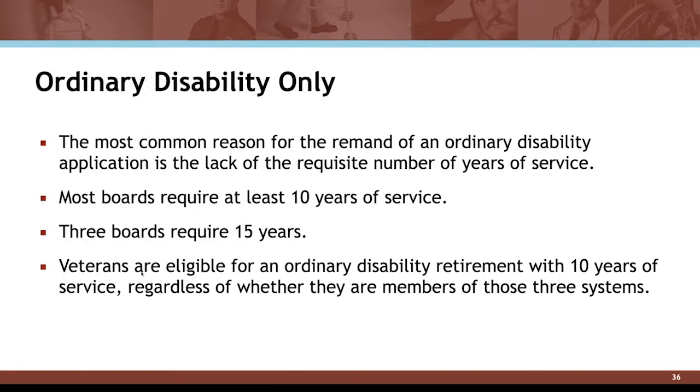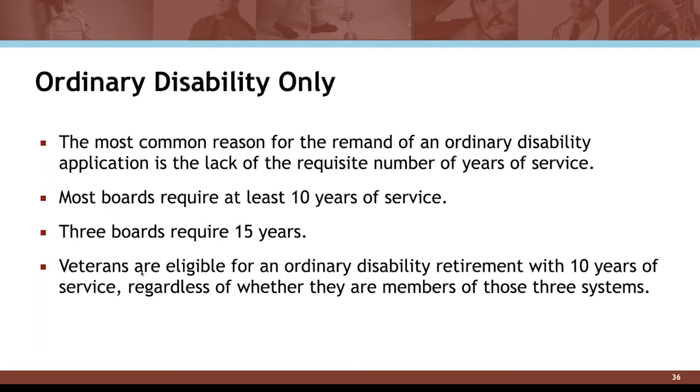An unlawful procedure that comes up sometimes with ordinary disability applications is if the member does not have the requisite number of years of service. Okay, as Patrice mentioned, for most boards, it is 10 years. For 3 boards, they require 15 years still. I won't shame them here, but you know who you are, okay?